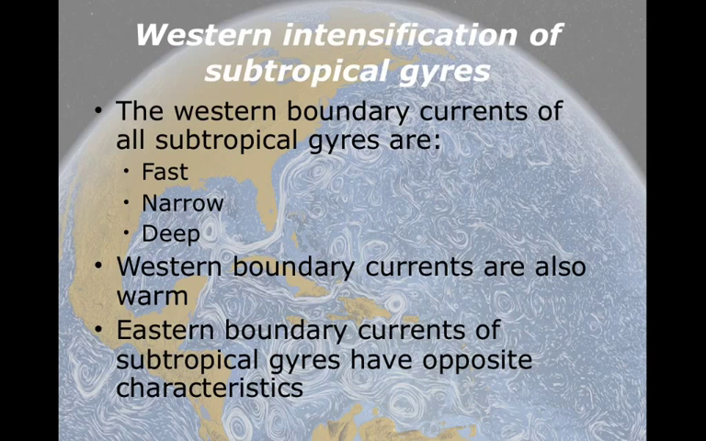It's also deeper. When you have more of that water flowing into a narrower area, it's going to take up more space. Now, one of the characteristics of western boundary currents that is not due to western intensification is that they're warm, and that's just because they come from the equator. So when we think about the fact that fast, narrow, and deep are caused by that convergence in the middle of gyres, a little offset, you can see why eastern boundary currents have the opposite effect.